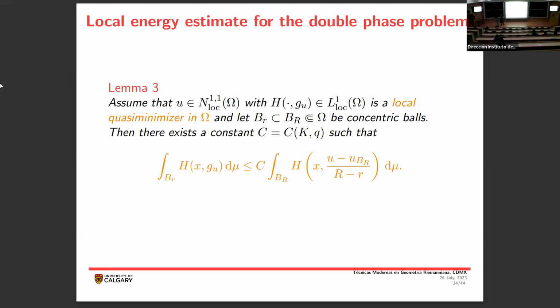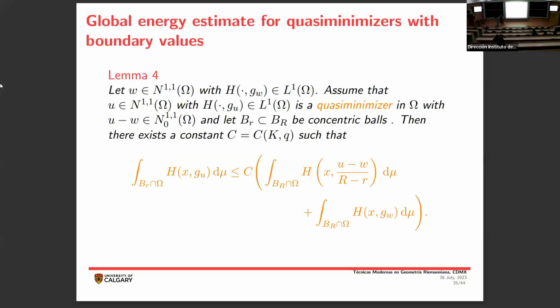And again, we need the global version, so the version for quasi-minimizers with boundary values. We start with a quasi-minimizer with boundary data W, and then this inequality holds, which again is a bound of something in terms of its upper gradient, and something that resembles some sort of average, and obviously the boundary data is in there.